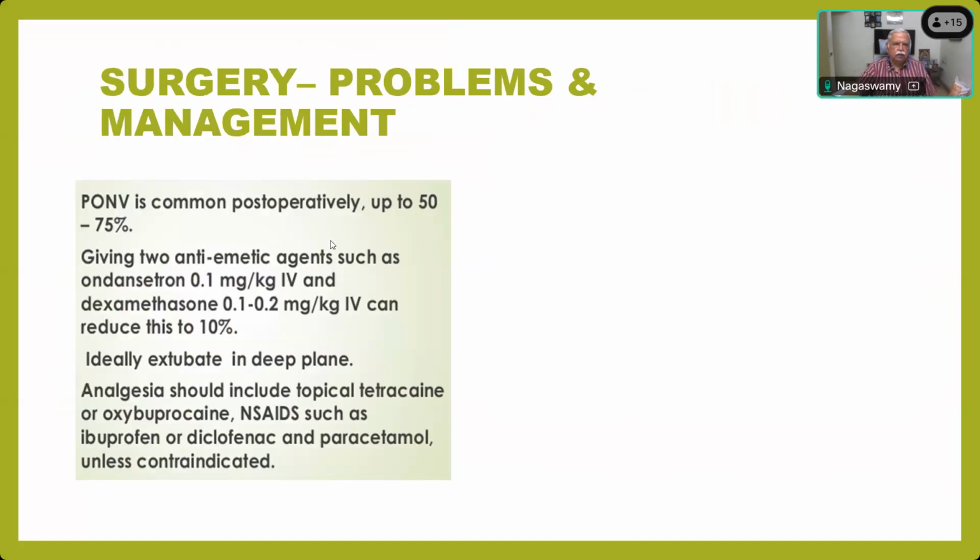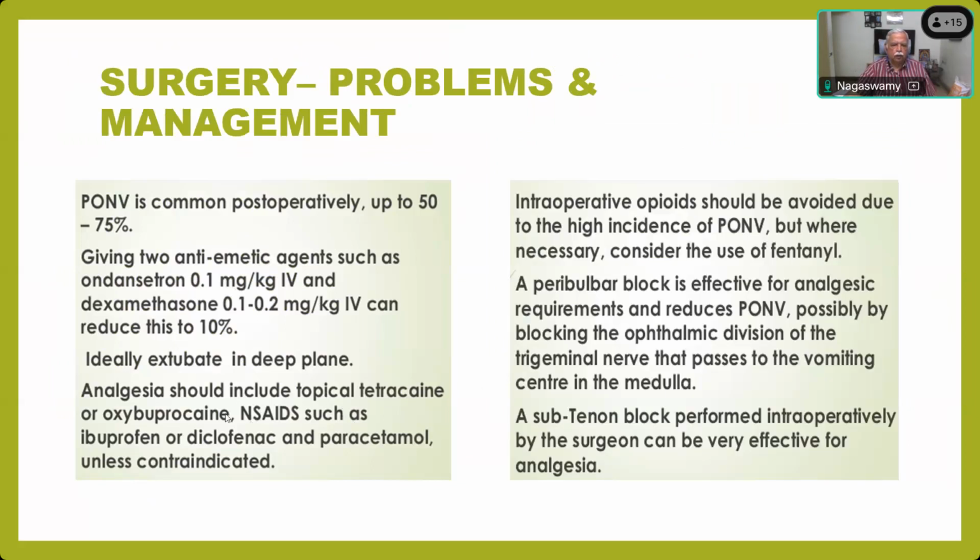Squint surgery problems: PONV is the most common, so we give antiemetics and analgesics, preferably going for NSAIDs and paracetamol, and avoid opioids as much as possible. A peribulbar block is effective for the analgesic requirement and reduces PONV also. A subtenon block performed intraoperatively by the surgeon can be effective for analgesia during the surgery, but most of the time the surgeons prefer to give a peribulbar block rather than a subtenon block.